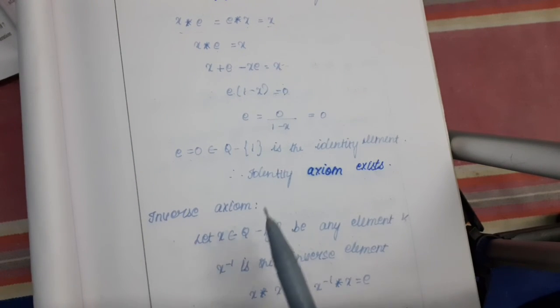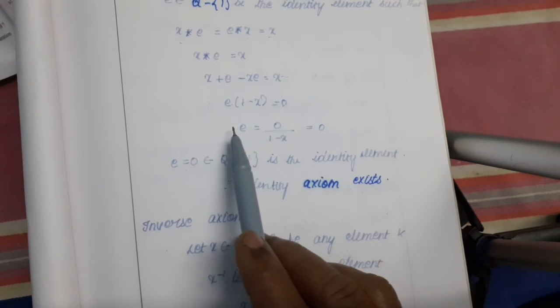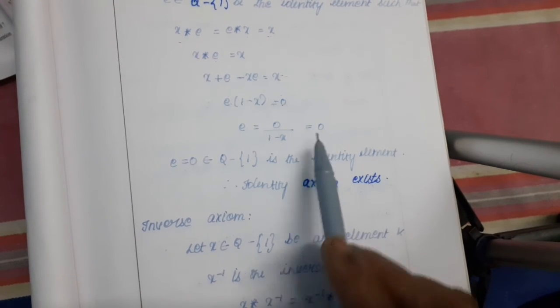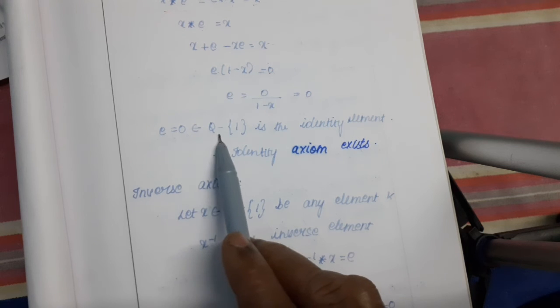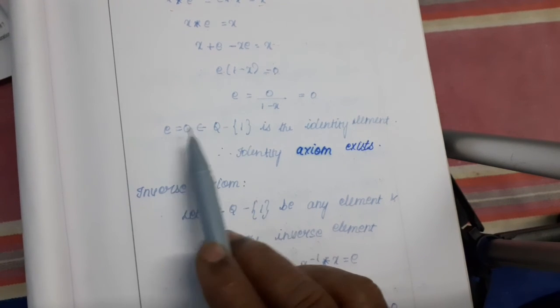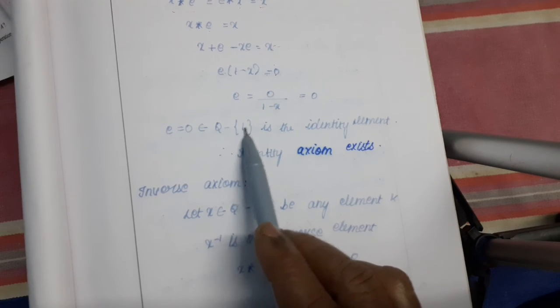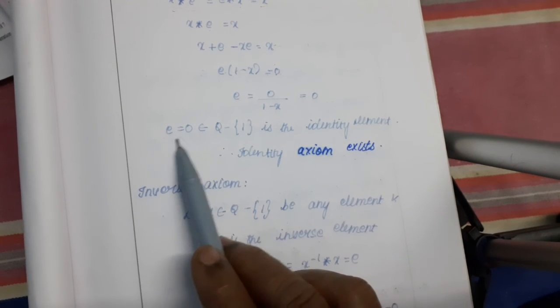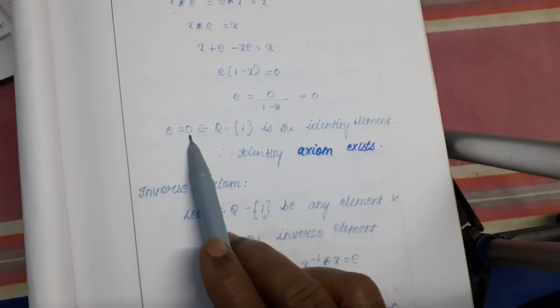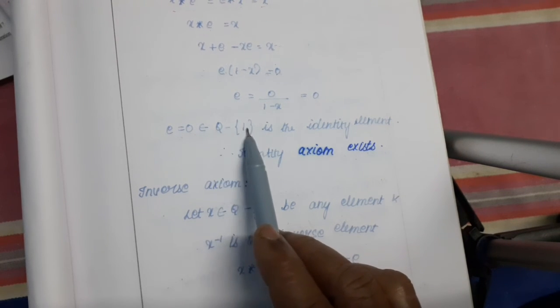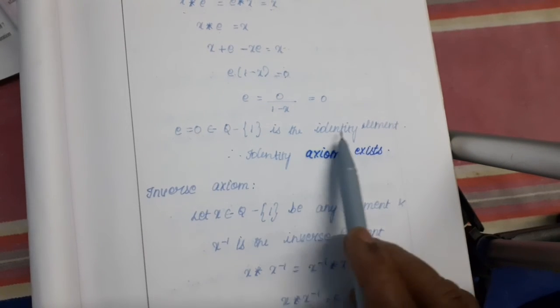So E equals 0 divided by (1 minus x). 0 divided by any number is 0. Therefore E equals 0, which belongs to Q minus 1, because we take everything except 1. The identity element is 0. If we cut out 1, the identity would not exist, but the identity element we get is 0, which belongs to the rationals except 1. So it is the identity element.